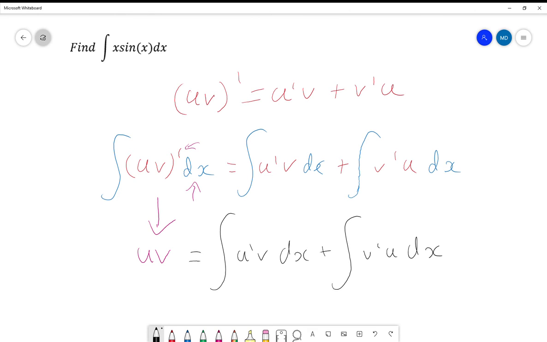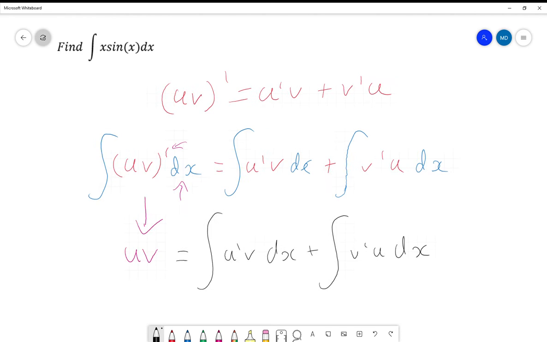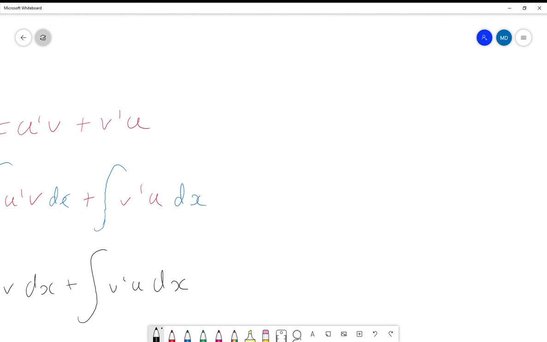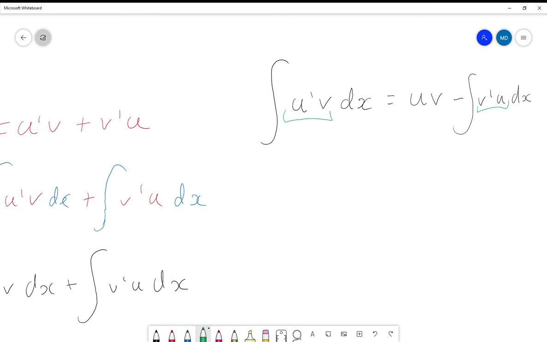And now to get our integration by parts formula, we actually want to work out an integral, so we need to move one of these across to the other side. And so we end up with the integral of u dash v dx is equal to uv minus the integral of v dash u dx. And notice that these are exactly the same, except which one is differentiated has been swapped around.